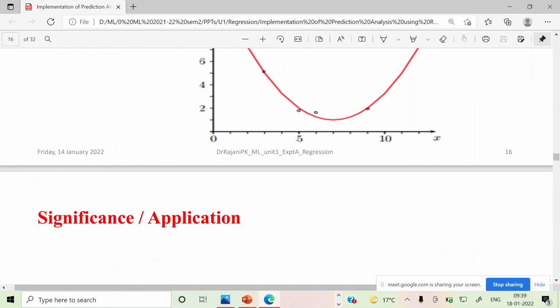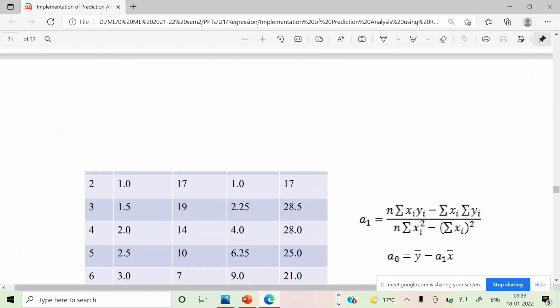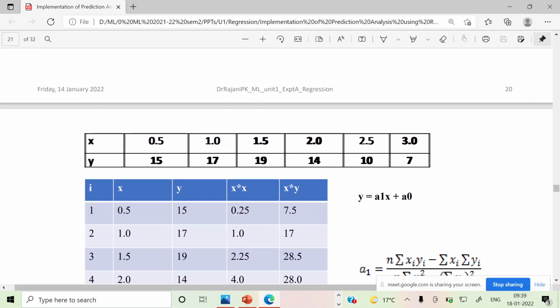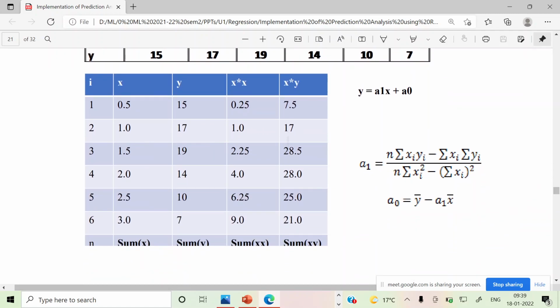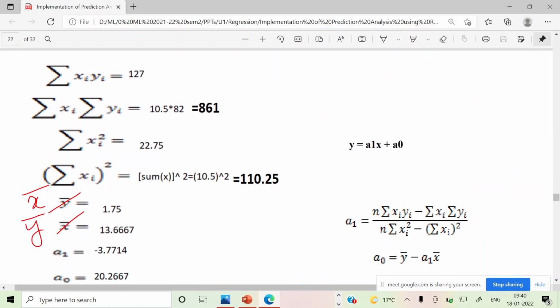You can see that we are solving the same problem. What we have to do, I'll repeat: x and y will be given, then the sum of x, sum of y, sum of x square, and sum of x into y. What is all this for? So that we will get these values, correct? In the next one you can see that summation xy is this much, summation x into y is this, summation x square is this, summation xi whole square is this much.